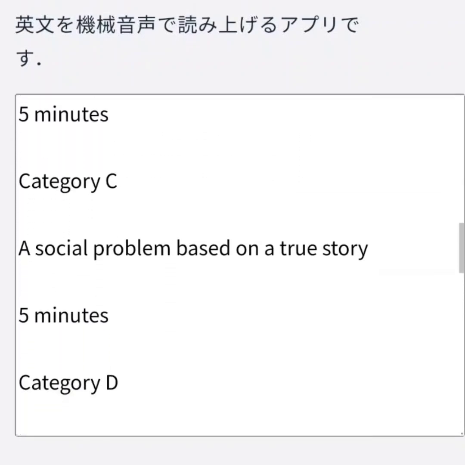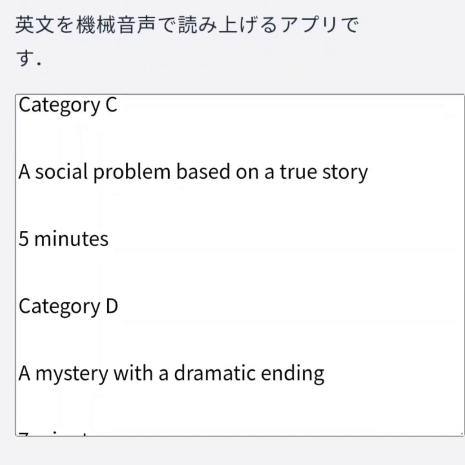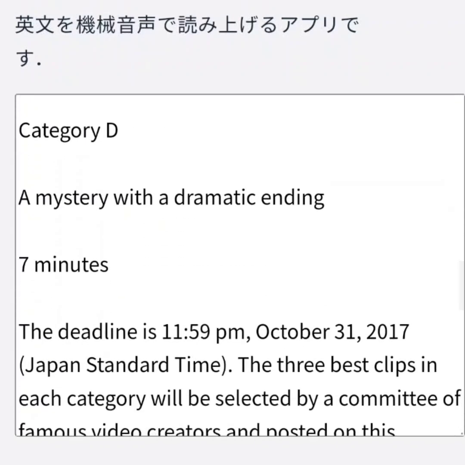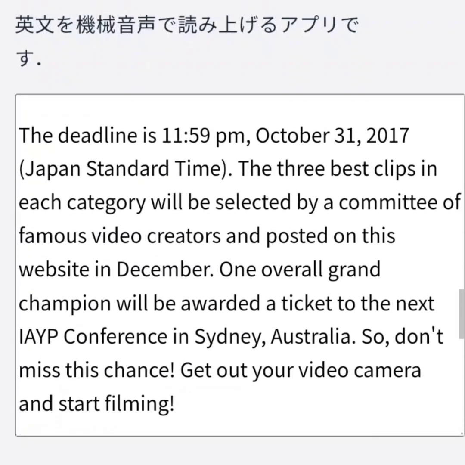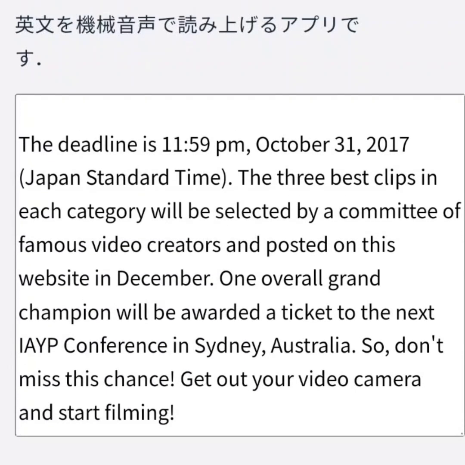Category B: an idea connected to friendship. 5 minutes. Category C: a social problem based on a true story. 5 minutes. Category D: a mystery with a dramatic ending. 7 minutes. The deadline is 11:59 p.m., October 31, 2017, Japan Standard Time. The 3 best clips in each category will be selected by a committee of famous video creators and posted on this website in December. One overall grand champion will be awarded a ticket to the next IAYP conference in Sydney, Australia. So, don't miss this chance.